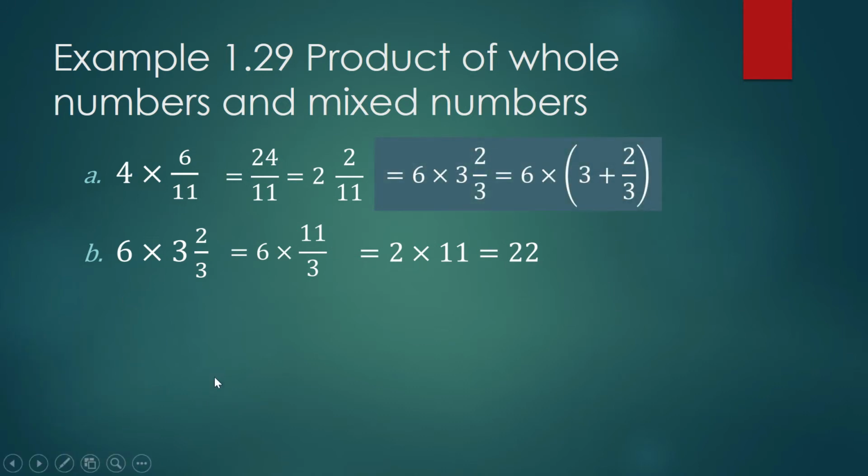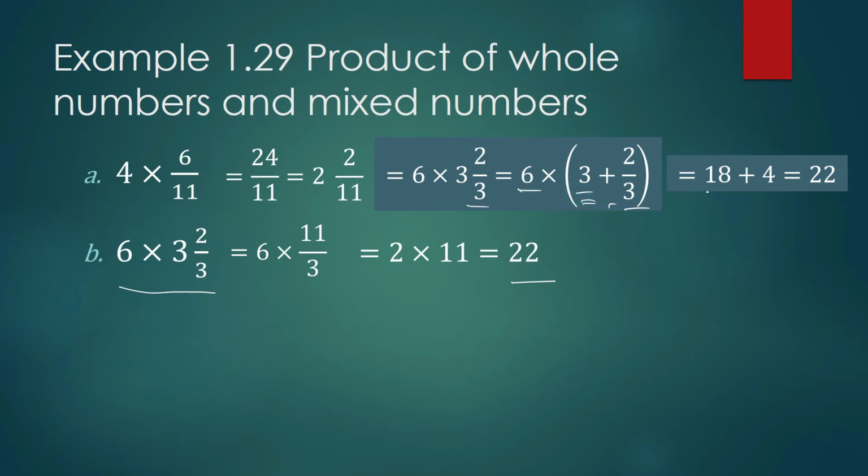Before I go to the next slide, I want to go back to this one. 6 times 3 and 2/3. There's another way to arrive at this answer. You can look at 3 and 2/3 as 3 plus 2/3, and then proceed with distributing 6 to your terms. This is the application of the distributive property of multiplication over addition.